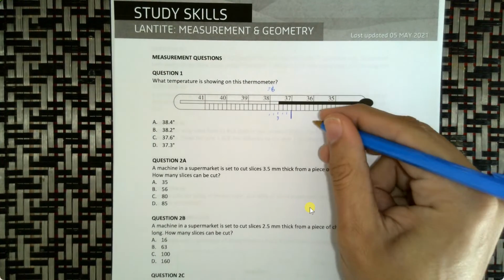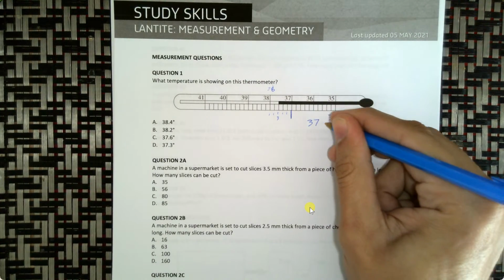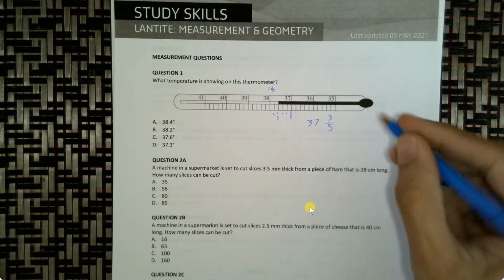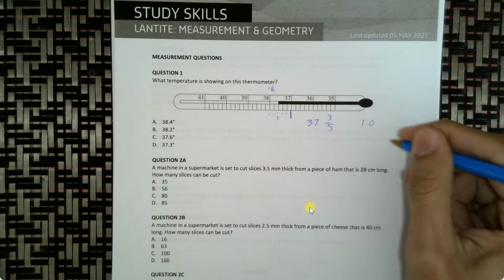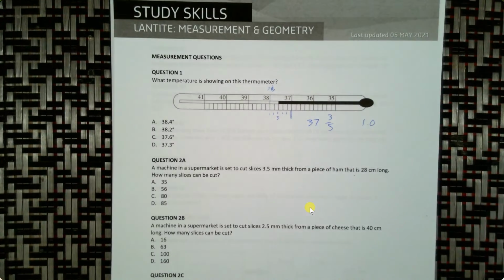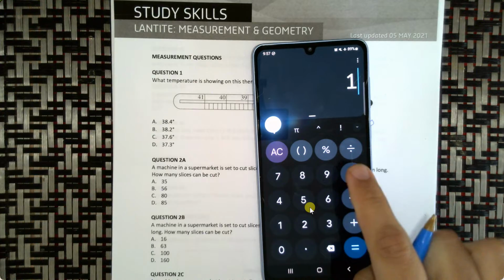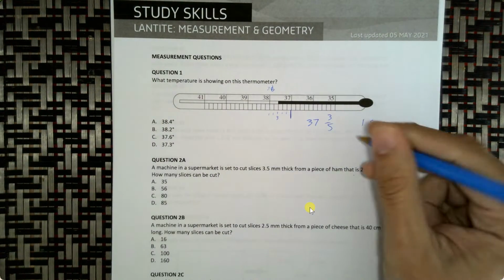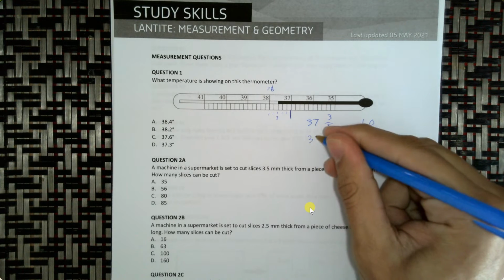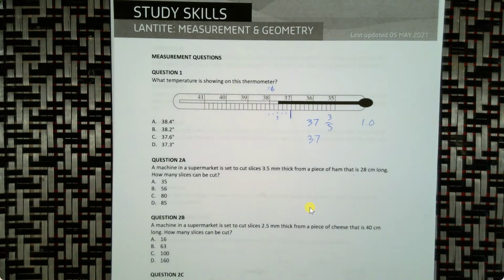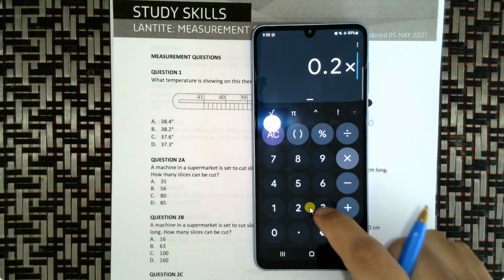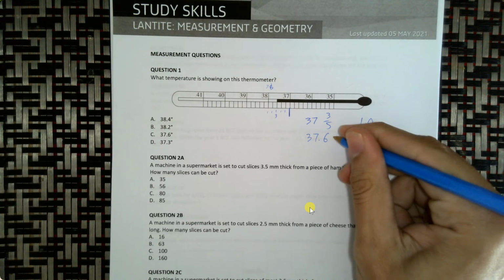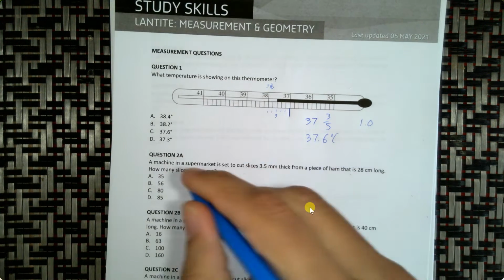Okay, and because we've done 37 and 3/5, we just need to think of what is a fifth of 1 whole degree. If we were to divide that by 5, we'll get 0.2. And because we've got 3 lots of 0.2, it's 37 plus 3 lots of 0.2, and hopefully you know that 3 lots of 0.2 equals 0.6. So it's actually 37.6 degrees Celsius.